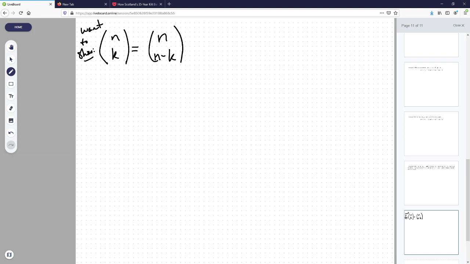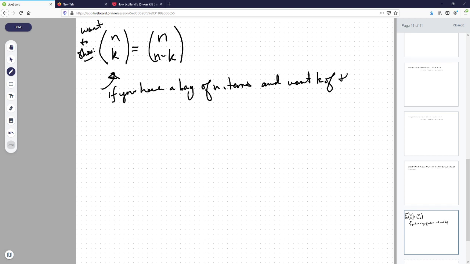So what we want to say is that there's the same number of ways to choose. So what does this symbol mean? This symbol is n choose k. So it means if you have a bag of n items and want k of them, there are n choose k ways to pick that collection.